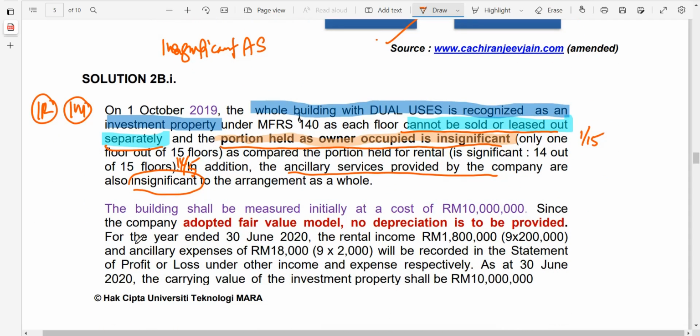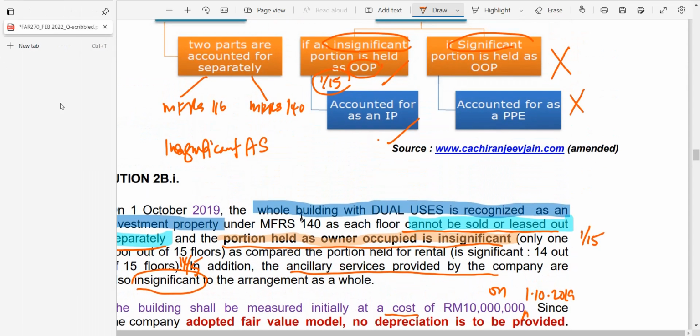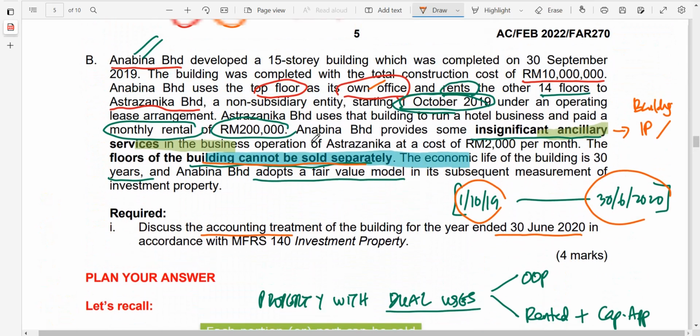Now that is the initial recognition. Now we go to initial measurement. Initial measurement will talk about the cost. Here we recognize at cost. When was the date? It was on 1st of October 2019. Since the company adopted the fair value model, here you were being informed it is adopting the fair value model.